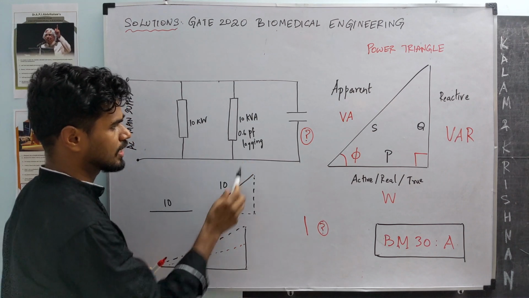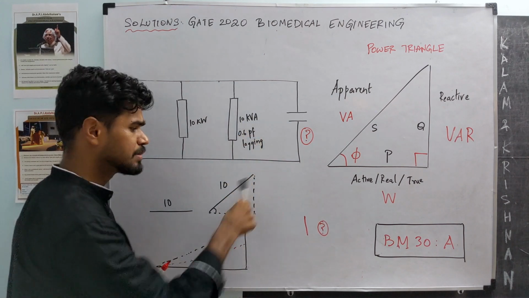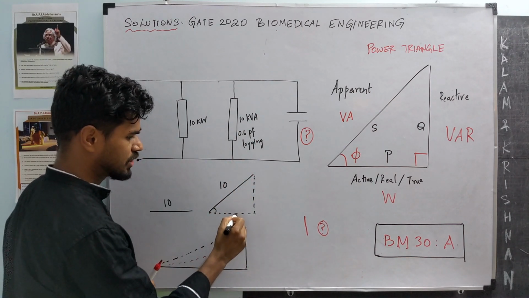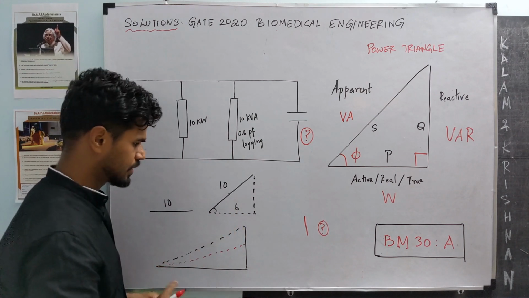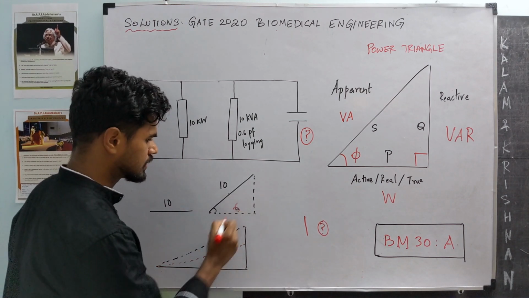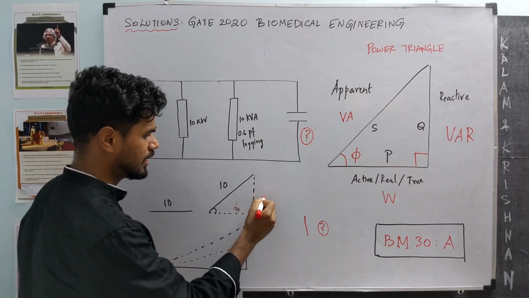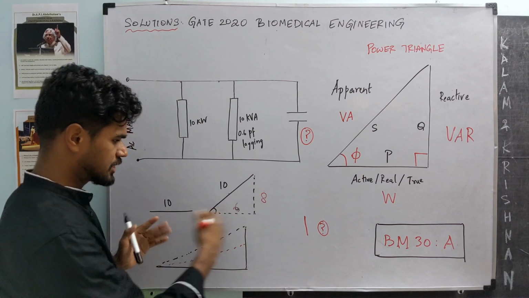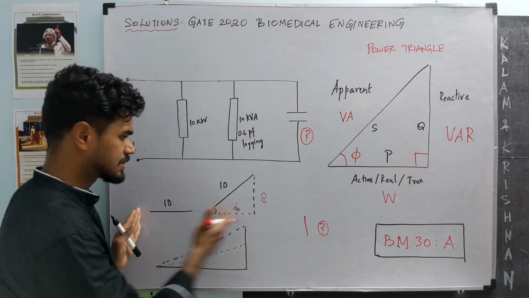So 10 kilovolt ampere is the apparent power. Power factor lagging means this triangle is facing upward. Leading means the triangle is facing downward. So power factor is 0.6. So the ratio of this by this is 0.6. So this is 6. This is a right triangle, so this should be 8. Now you can add and subtract the base and height.